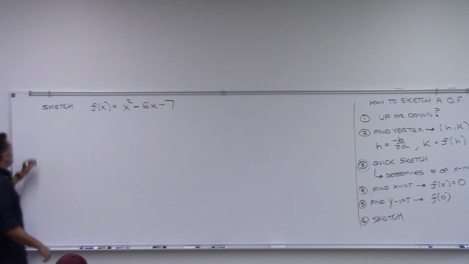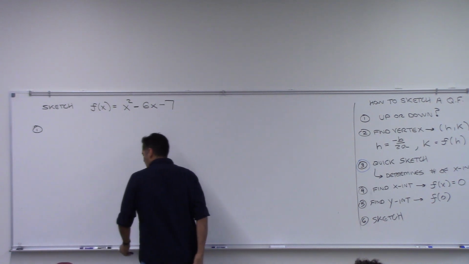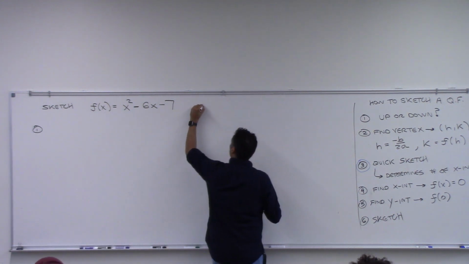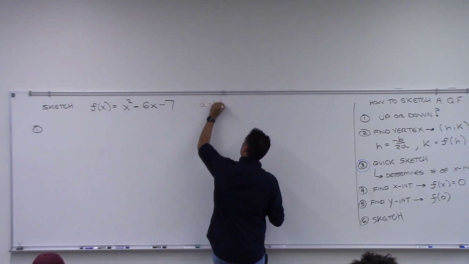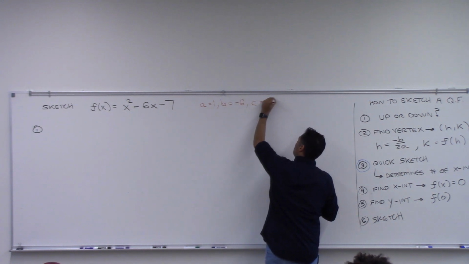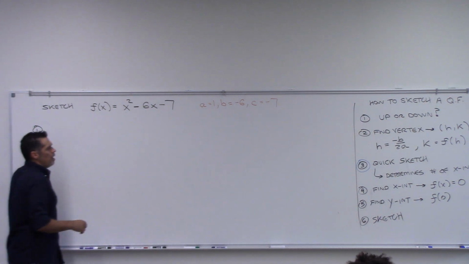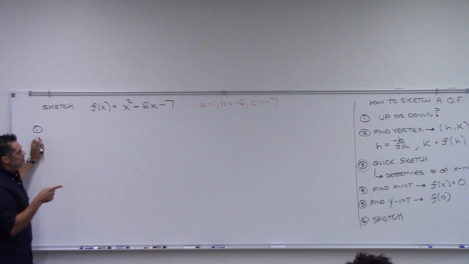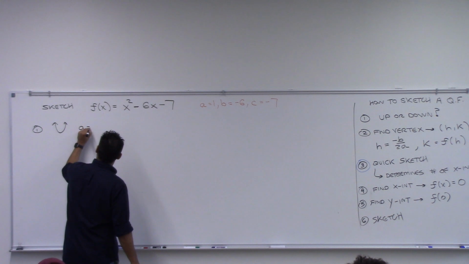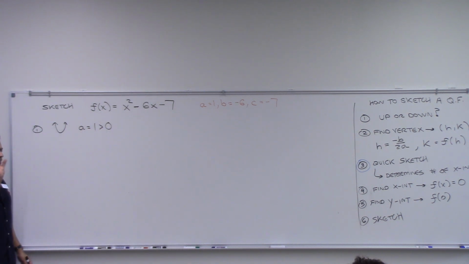All right, step 1. Does it open up or down? Maybe we should write down what a, b, and c are, because we're going to need it, aren't we? What is a for us here? 1. b is -6, and c is -7. That's just for reference. So step 1: does it open up or down? It opens up. How do I know it opens up? a is 1, which is positive, so it opens up.